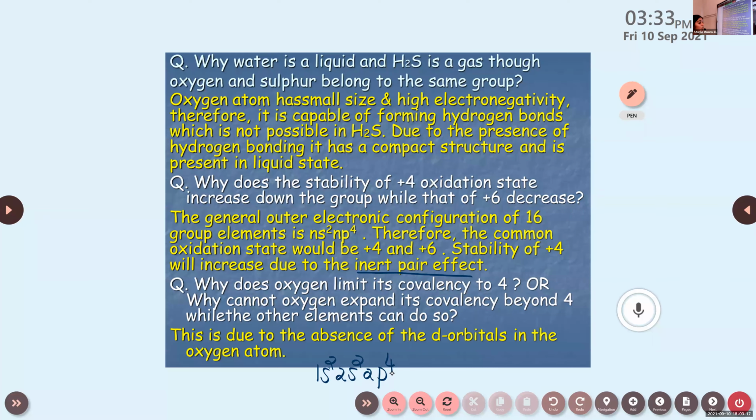But other elements have d orbitals, so their oxidation state can increase to +4, +6, etc. And you have to remember the most common oxidation states present in group 16, that is +4 and +6. Clear, children? Any doubt? Yes, okay.